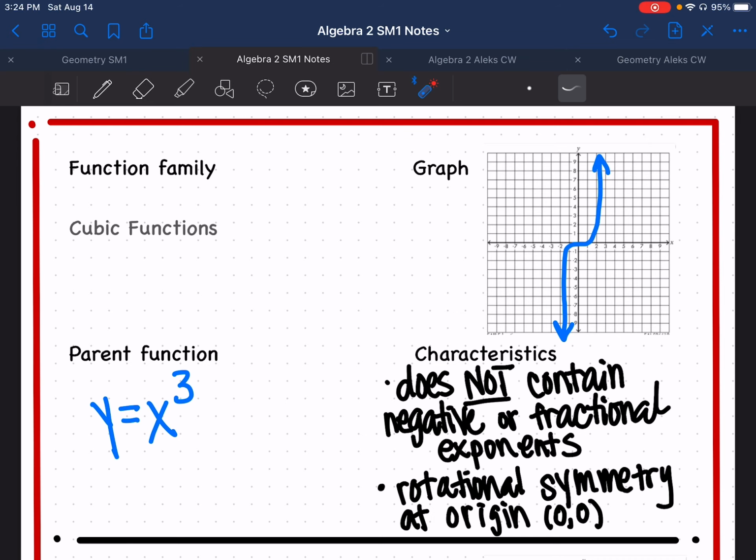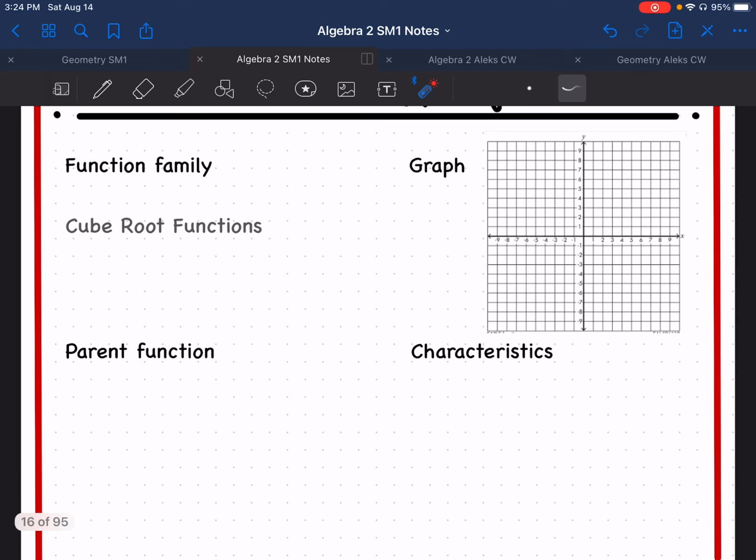All right, our next function family are our cube roots. Our cube root functions have the parent function y equals, then you're going to see a radical sign with the x variable inside, but there's going to be a 3 here in our root. This is the cube root parent function.